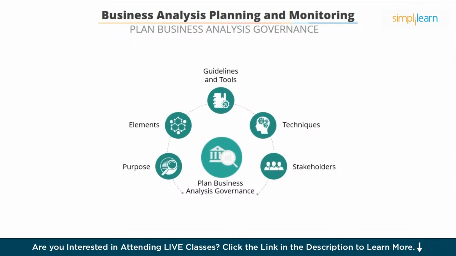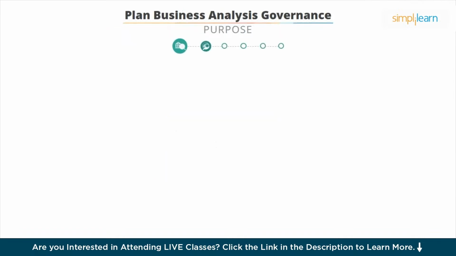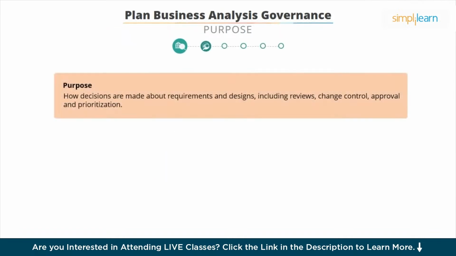Plan business analysis governance deals with the questions of how decisions will be made. How are we going to control changes, prioritize work, and how will the deliverables be approved? The purpose is to define how decisions are made about requirements and designs, including reviews, change control, approval, and prioritization. Let's deep dive into this task.